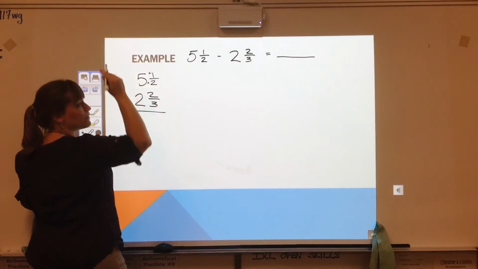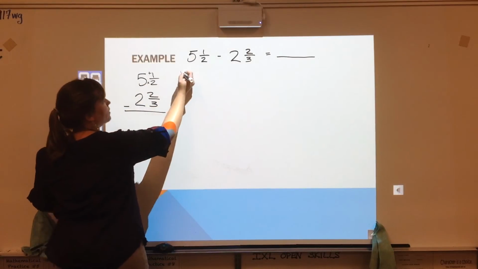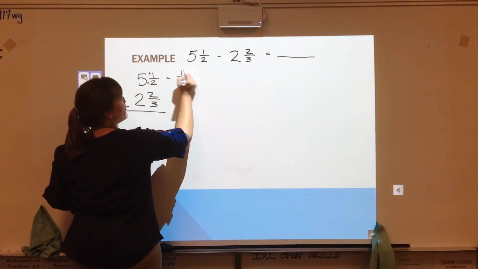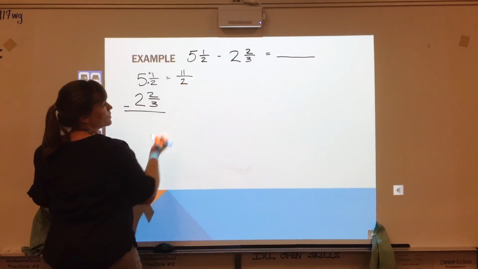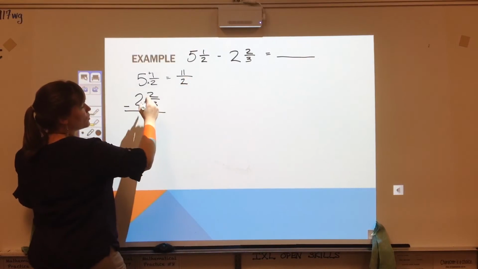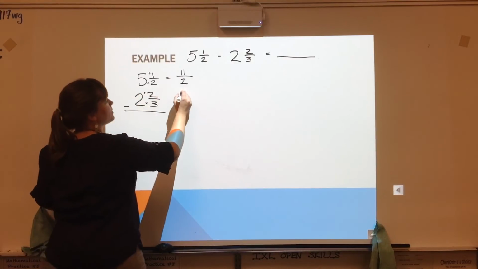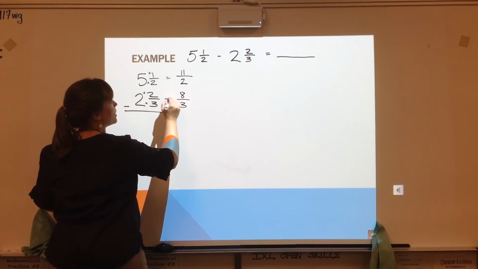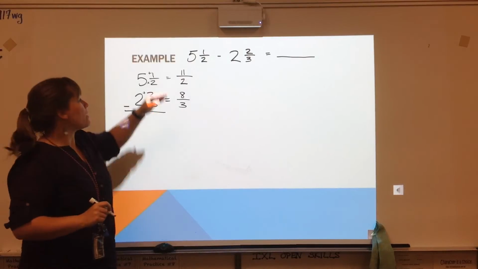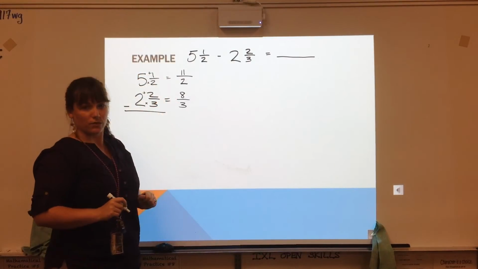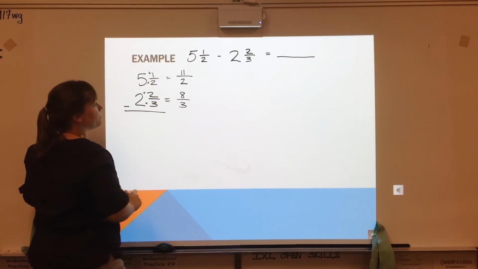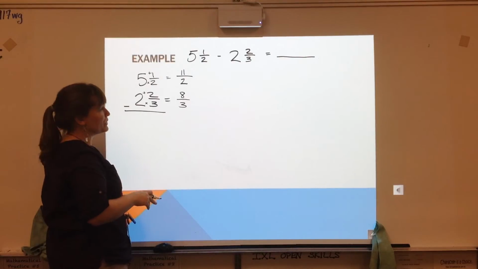2 times 5, 10 plus 1. We have a new numerator, 11. Denominator stays the same. 2 times 3 is 6 plus 2 is 8. Denominator stays the same. Now we have 11 over 2 and 8 over 3. We're still subtracting, but now we need to get a common denominator.